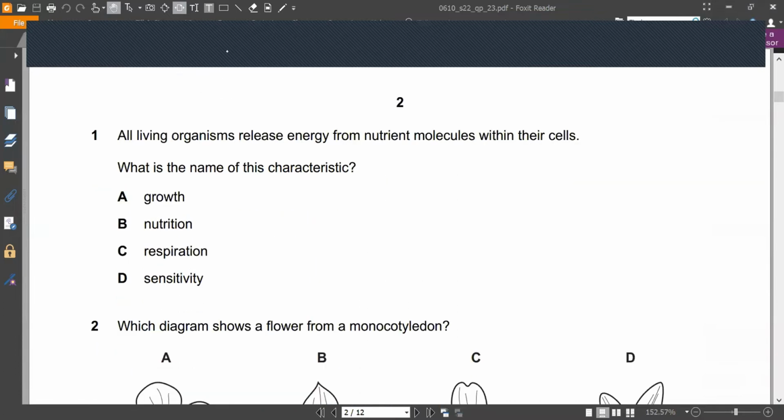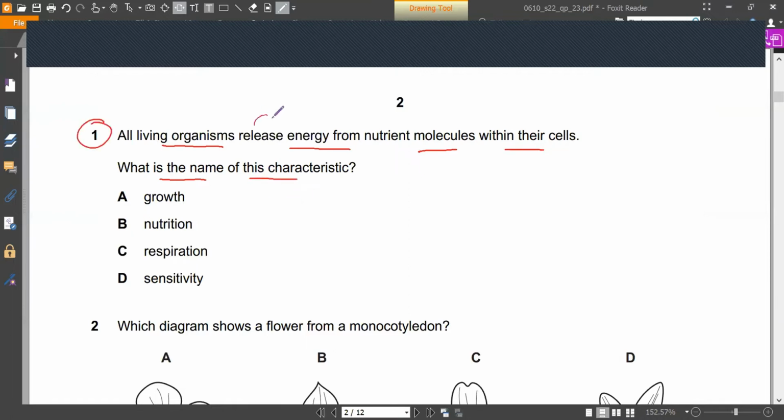First, all living organisms release energy from nutrient molecules within their cells. What is the name of this characteristic? What process are we talking about here? So we know the answer is respiration. That's great. Why?